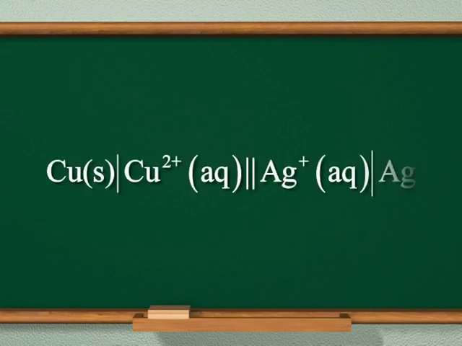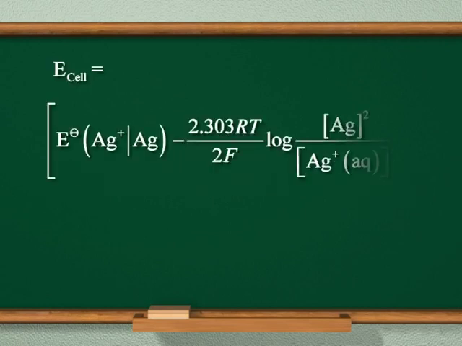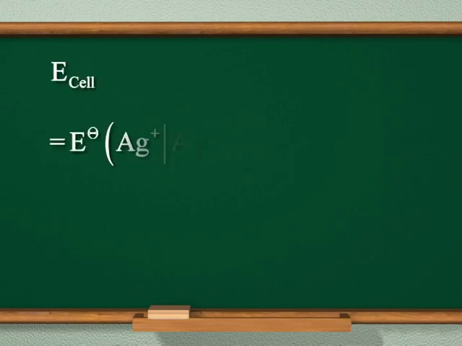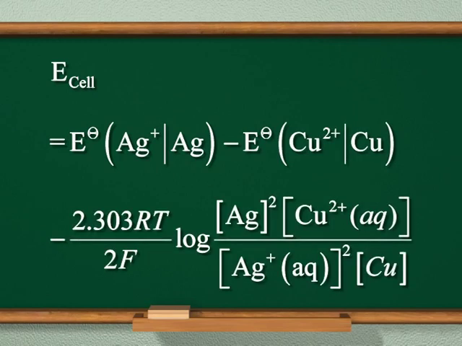Substituting the values in the equation as shown on the screen, copper half cell, salt bridge, silver half cell, we get EMF of the cell is equal to EMF of silver half cell minus EMF of copper half cell, which is equal to standard reduction potential of silver minus standard reduction potential of copper minus 2.303 multiplied by R multiplied by temperature upon 2 multiplied by F multiplied by log of concentration of silver metal raised to the power 2 multiplied by concentration of copper ion in solution divided by concentration of silver ion in aqueous solution raised to the power 2 multiplied by concentration of copper metal.